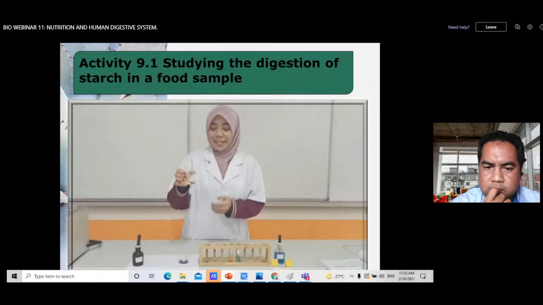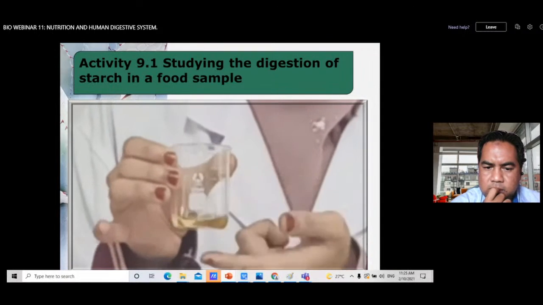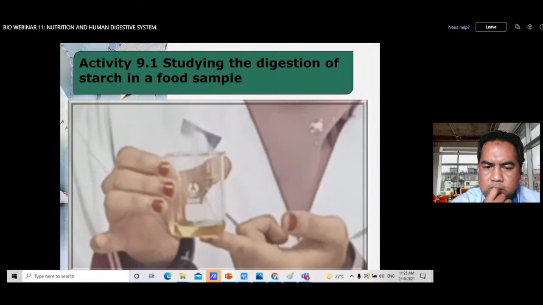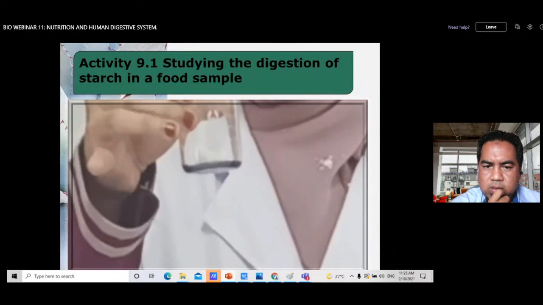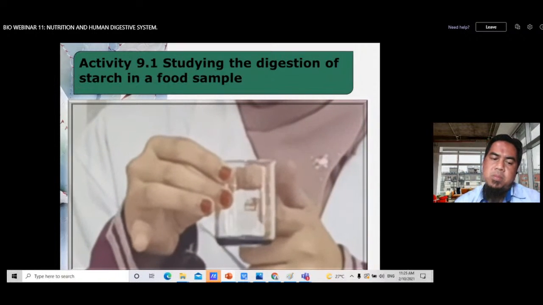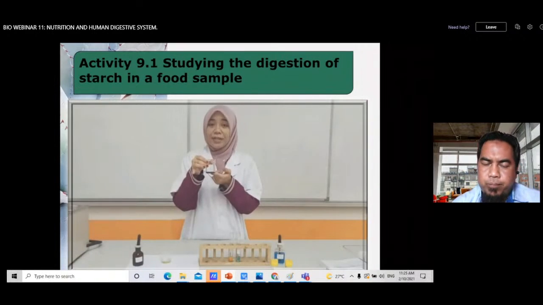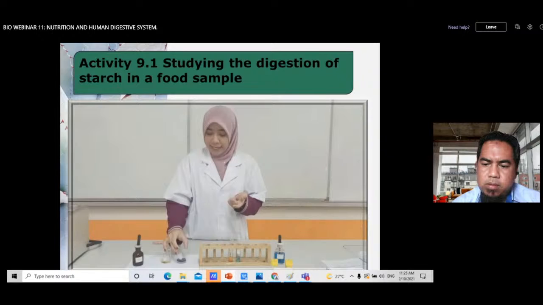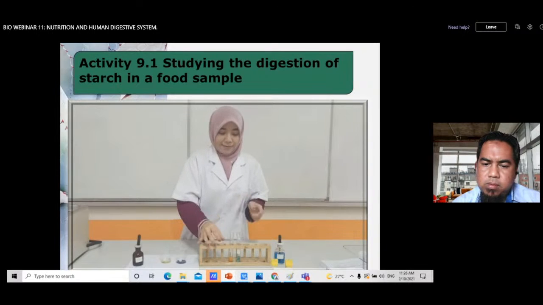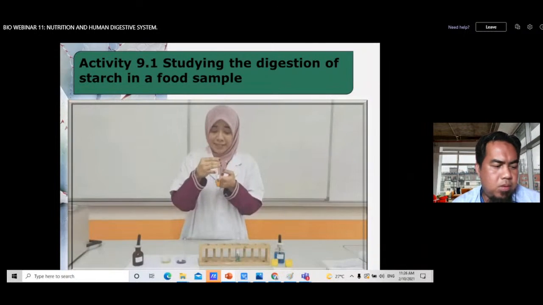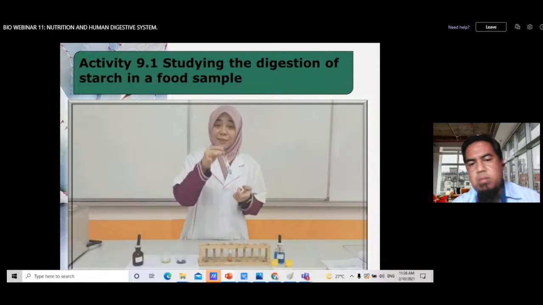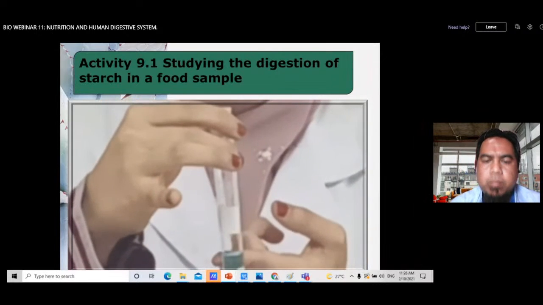From the iodine test, in test tube A, the color of iodine remains yellowish, while in test tube B, the color of iodine changes to dark blue. As per the Benedict test, in test tube A the color changes to brick red precipitate, and for test tube B the color remains unchanged.